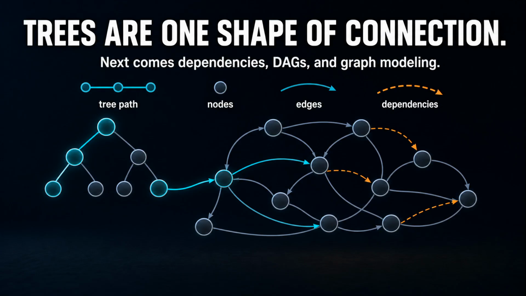Next time, we leave trees as a special case and look at the bigger shape. Graphs, dependencies, DAGs, and the systems that are secretly made of nodes and edges.